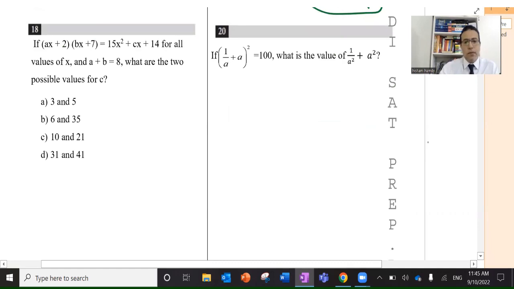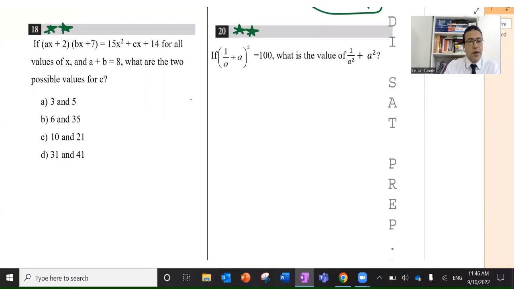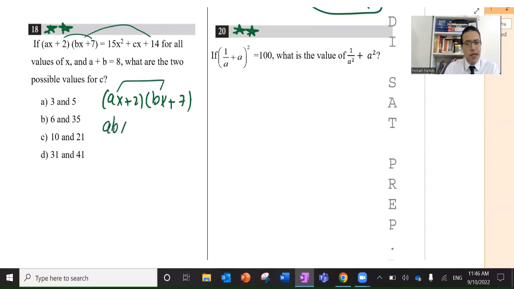Mr., I have a question regarding question number 18: (ax plus 2) multiplied by (bx plus 7) is equal to the following. As we noticed, 2 by 7 gives me 14. Let's expand it. (ax plus 2) multiplied by (bx plus 7). So ax by bx is abx squared, and 7ax, and 2bx, and 14.